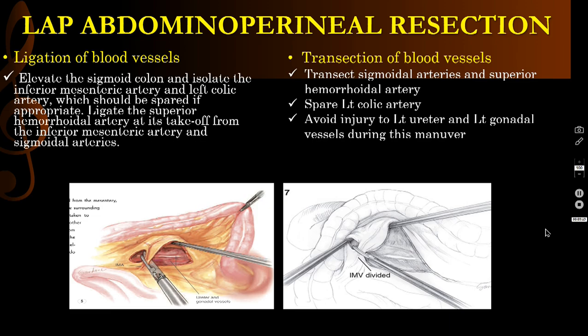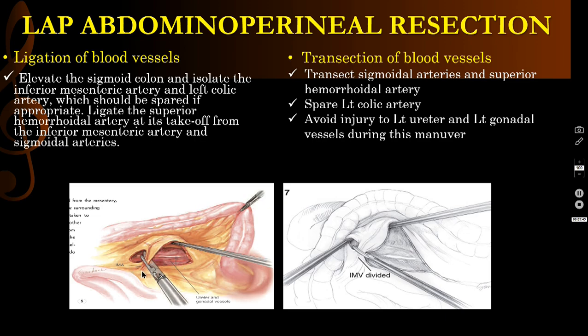The next step is ligation of blood vessels. We have to elevate the sigmoid colon and isolate the inferior mesenteric artery and left colic artery, which should be spared if appropriate. That means the left colic artery should be spared. Ligate the superior hemorrhoidal artery at its takeoff from the inferior mesenteric artery, and sigmoidal arteries also should be ligated.